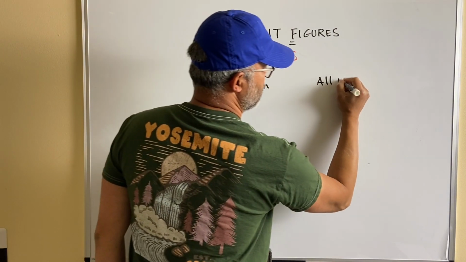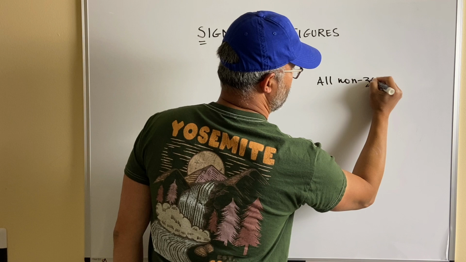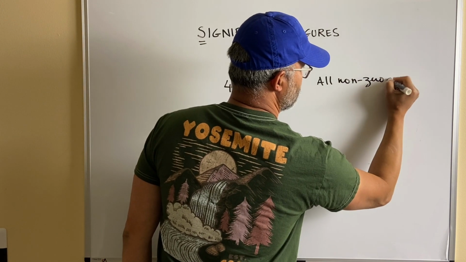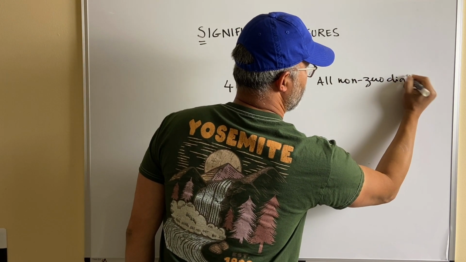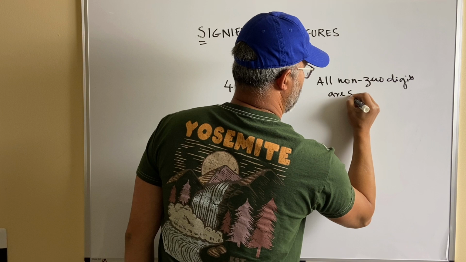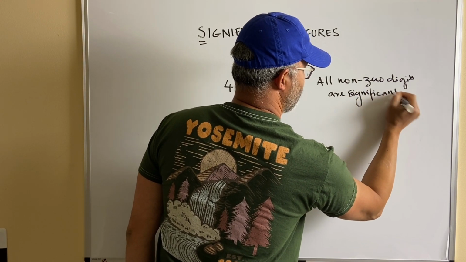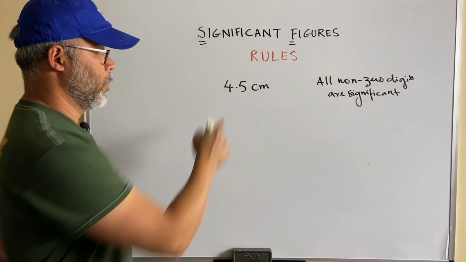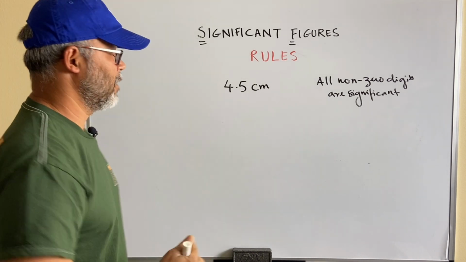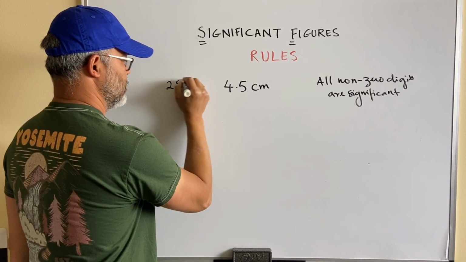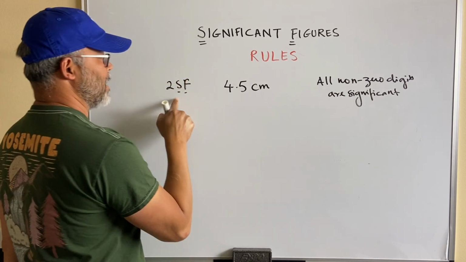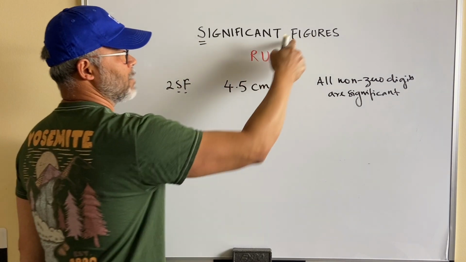All non-zero digits are significant. All right. So in 4.5, that's two significant figures. I'm going to call that 2SF, where S stands for significant and F stands for figures.